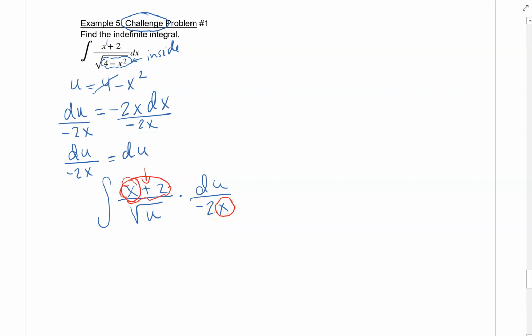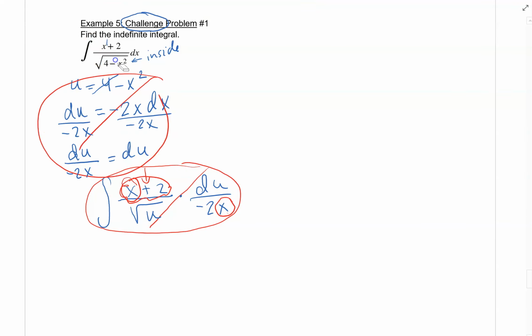So not only have I not gotten rid of x, I've actually doubled it. So I've got u and x. So actually this isn't going to work, right? A basic u substitution is not going to work. So then what should we do? That plus 2 was the thing causing the problem.